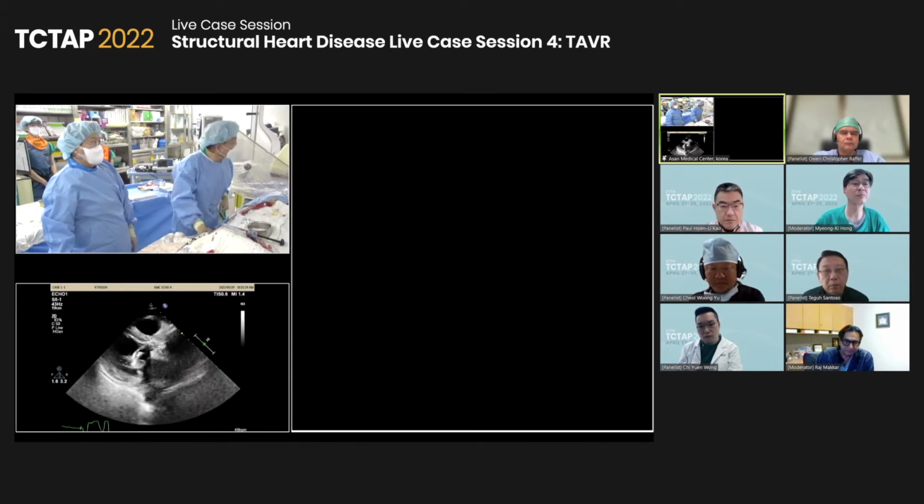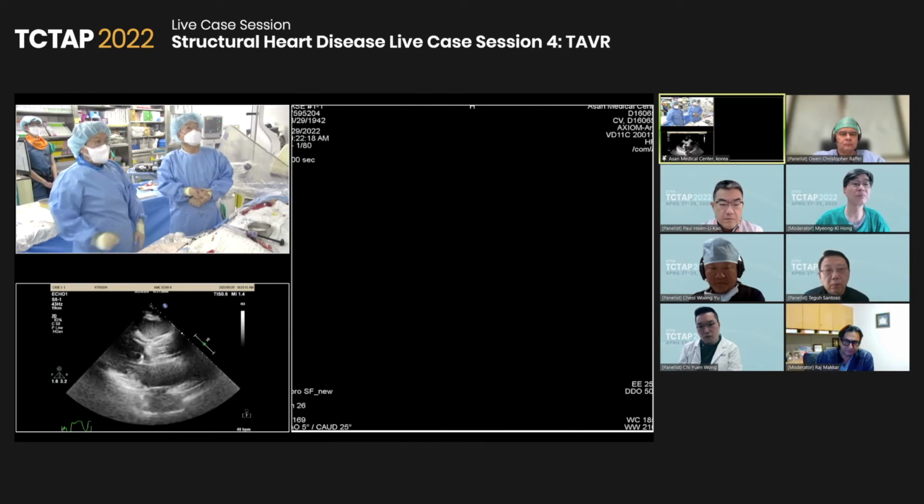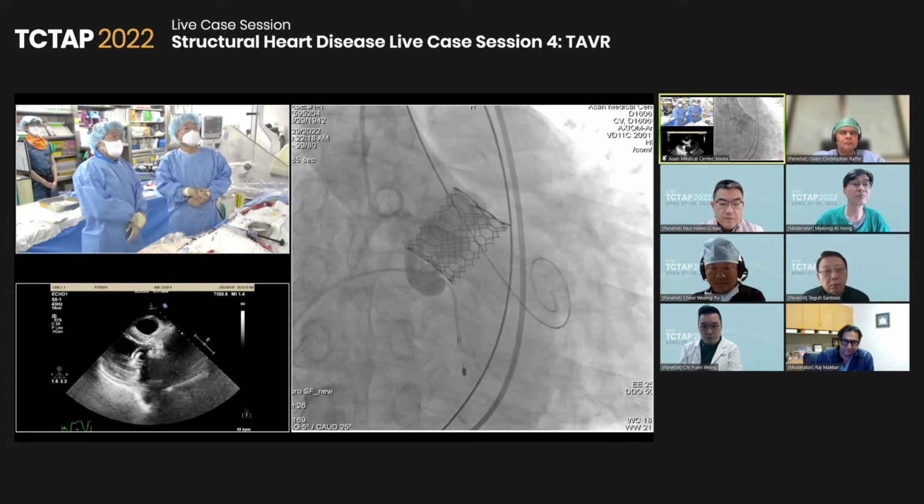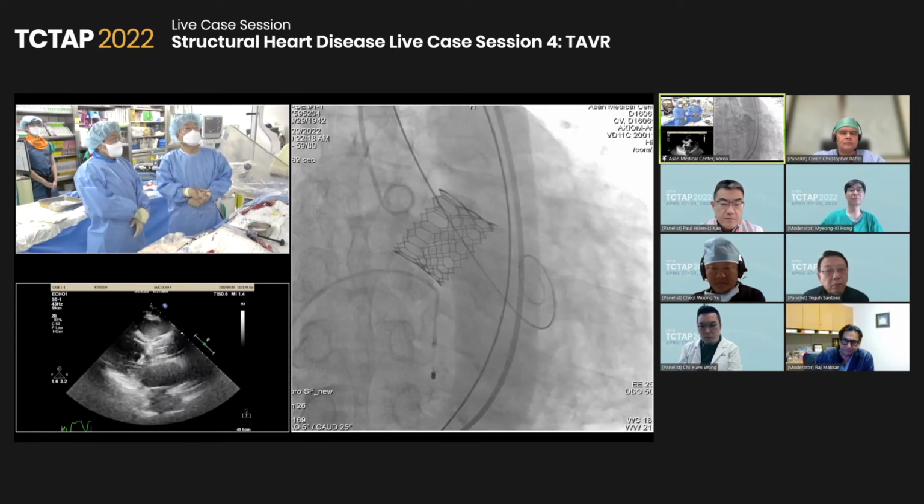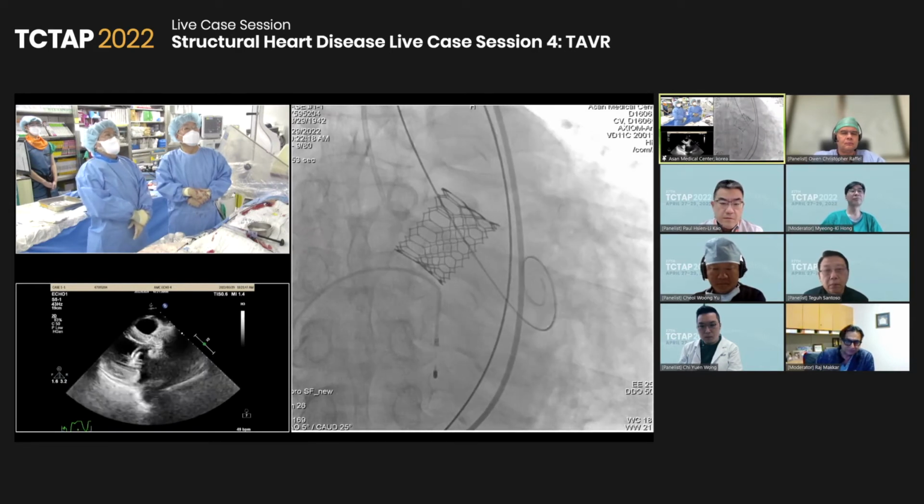Cross-section. Good. Echo cutting. Find it.